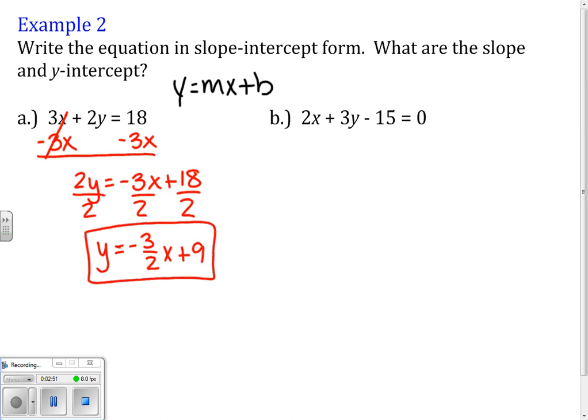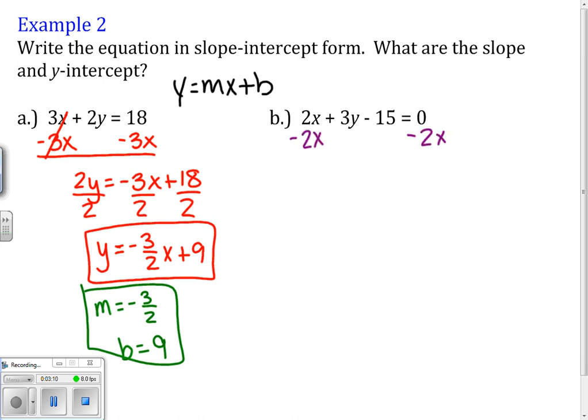That's slope-intercept form. From there, we can pull off our slope, which is negative 3/2, and our y-intercept, which is 9. So be careful, they also want that information. It says, what are the slope and y-intercept? Letter B, if I want to solve that for y, I'm going to get rid of the 2x first by subtracting. Gives me 3y minus 15 equals negative 2x.